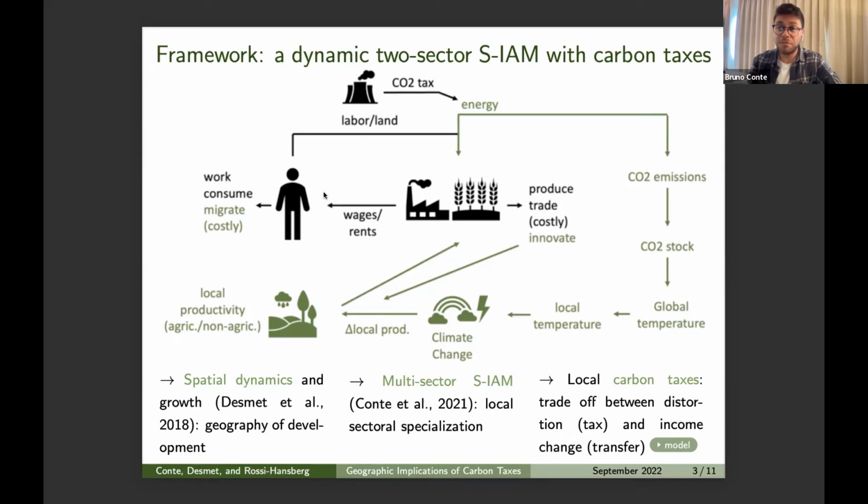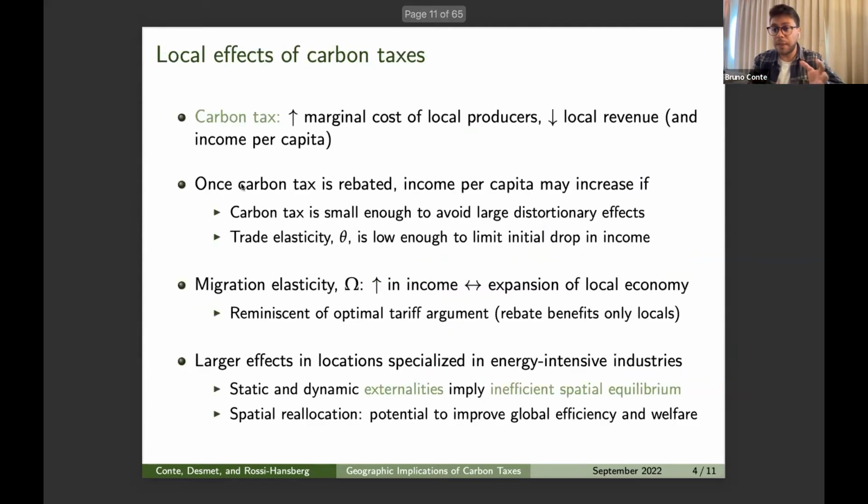At the same time, however, as I explained before, these taxes generate tax revenues that can be rebated back to the economy, and therefore compensate this loss in the real income per capita from the distortive effect. And whether this trade-off is going to be positive or negative, net of these two effects, will depend on the mechanisms that I explained.